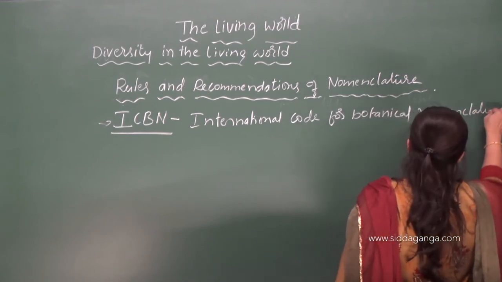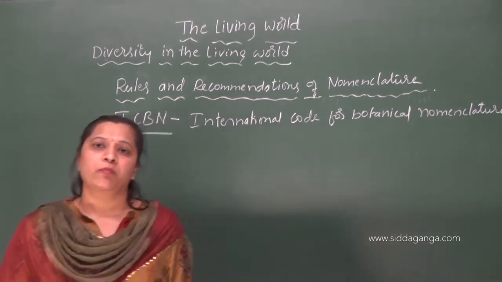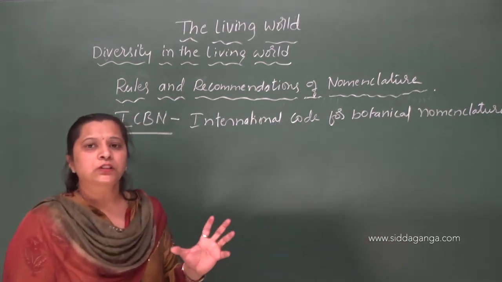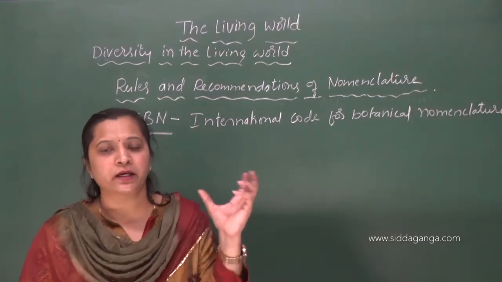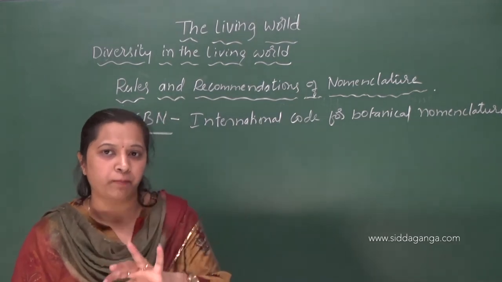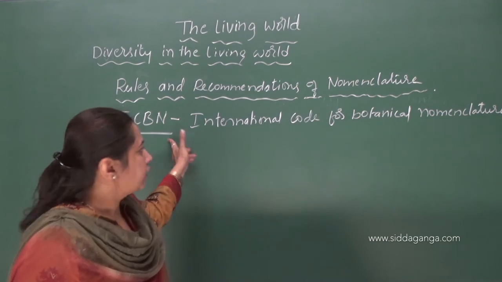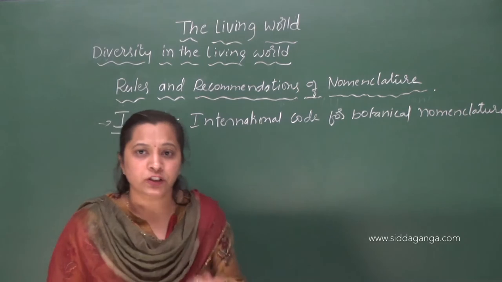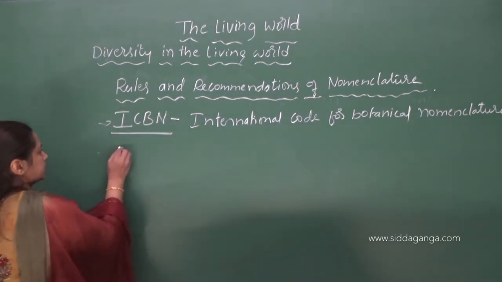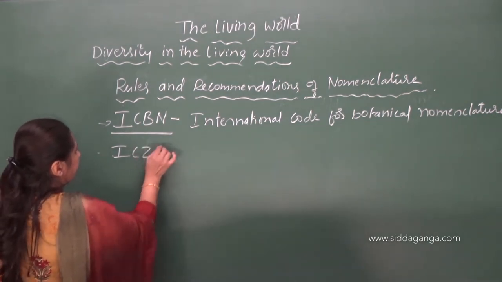International Code for Botanical Nomenclature. The rules of assigning, of giving a scientific name to a plant were given in the ICBN. That stands for International Code for Botanical Nomenclature. Similarly for animals, the rules for scientific naming of the animals were set up in ICZN.